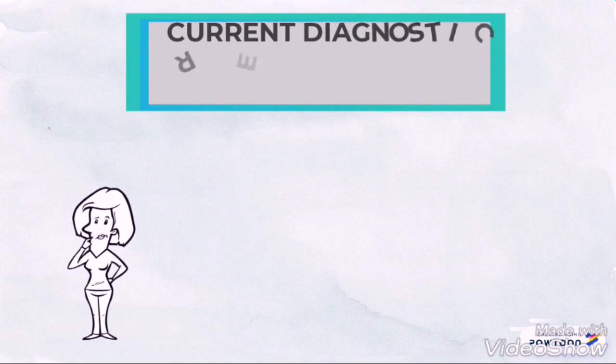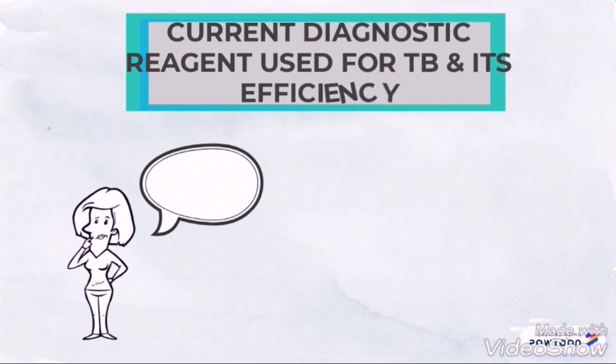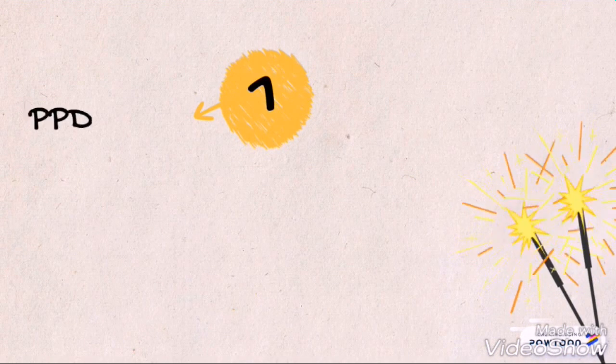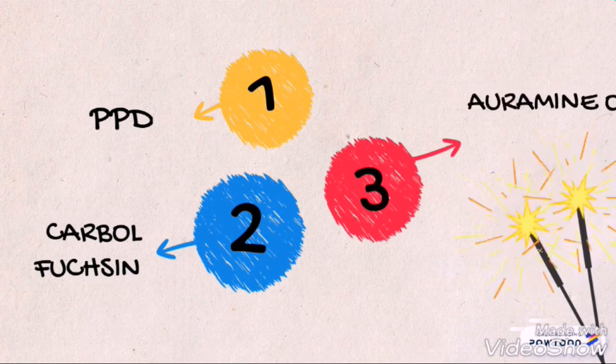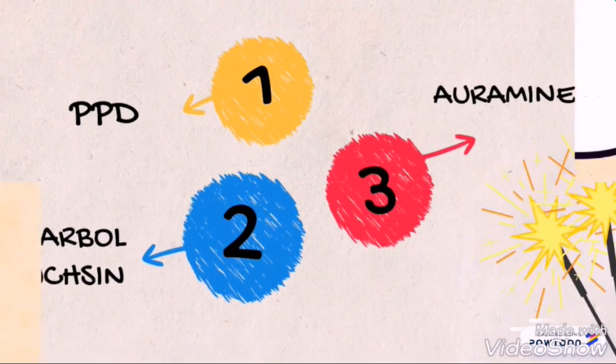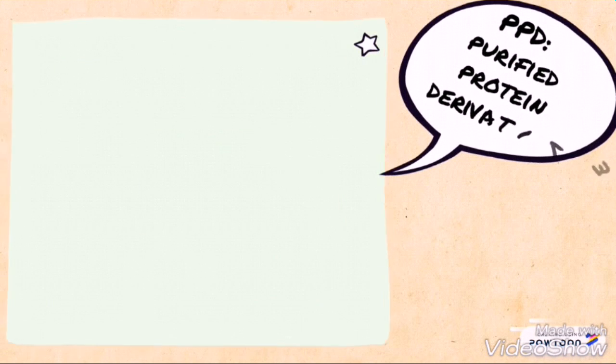Now, I will explain about the current diagnostic reagents used for TB and their efficiency. So, are you ready? The reagents used are PPD, carbol fuchsin, and auramine O. The first one is PPD. PPD is purified protein derivative.